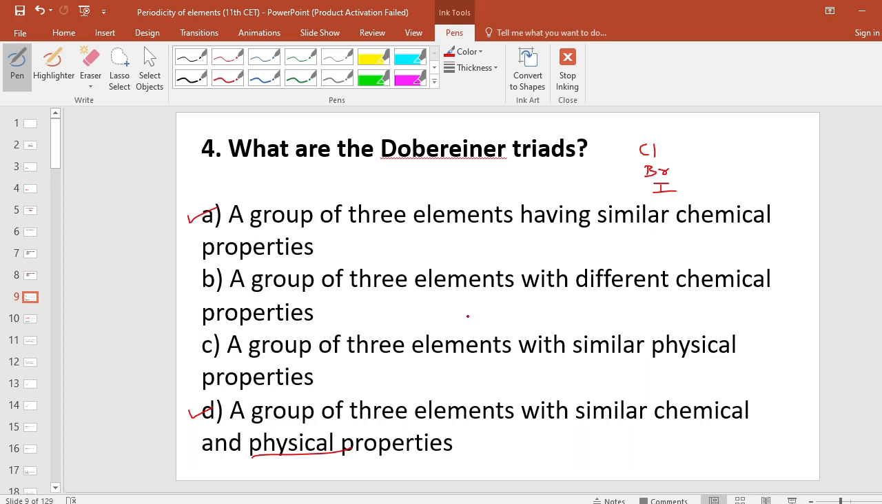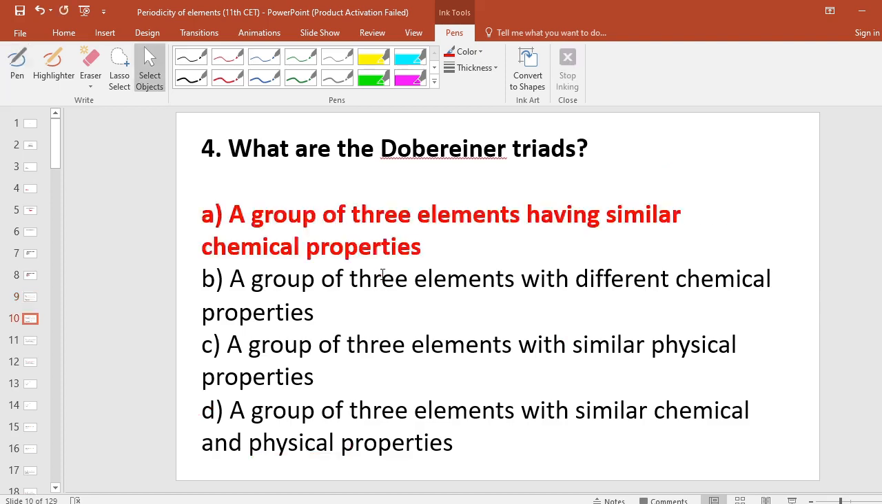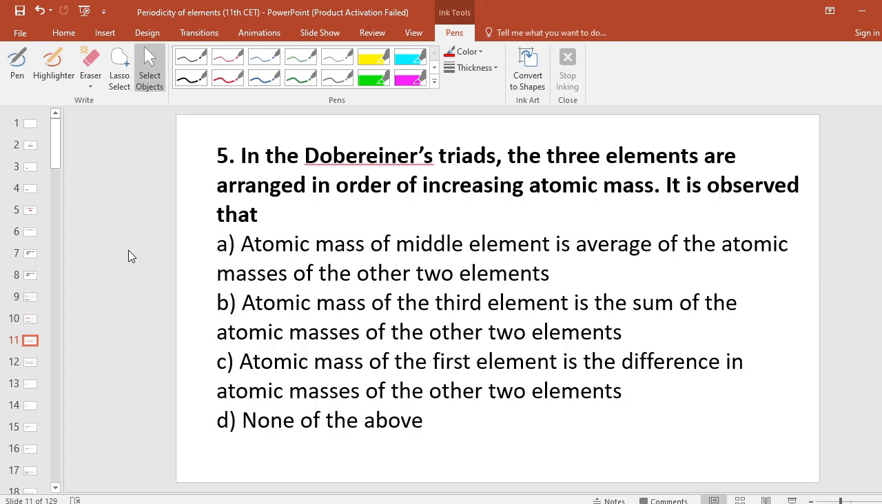Physical properties normally depend upon the size and mass. As the mass increases, physical property will change, and therefore physical properties must be different. Okay, so option will be A. In the Dobereiner triads, the 3 elements are arranged in order of increasing atomic mass.